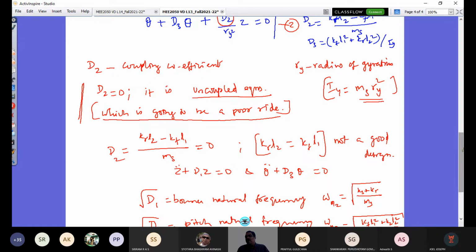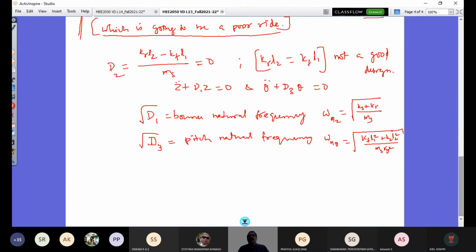So you know the natural behavior of your vehicle would have its bounce natural frequency given by omega nz, which is the square root of d1 itself, because from equation 1 you could see it is the coefficient of z, and the square root of d3 would give you the pitch natural frequency. So this is what we have seen in the last class, where we stopped our lecture.